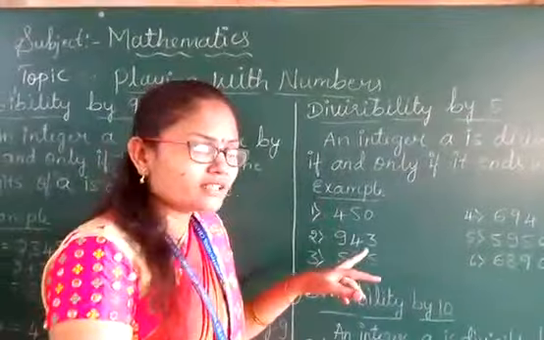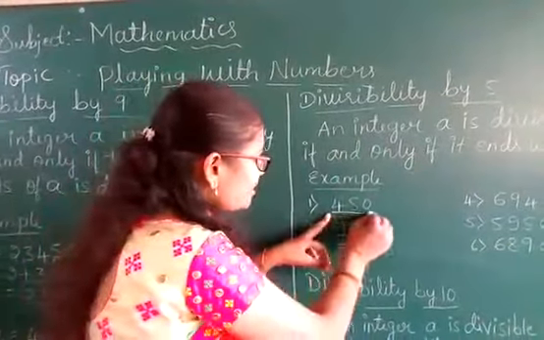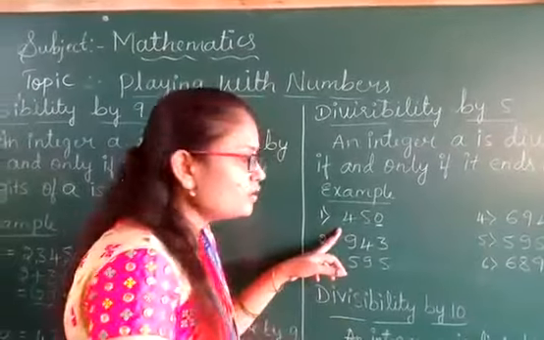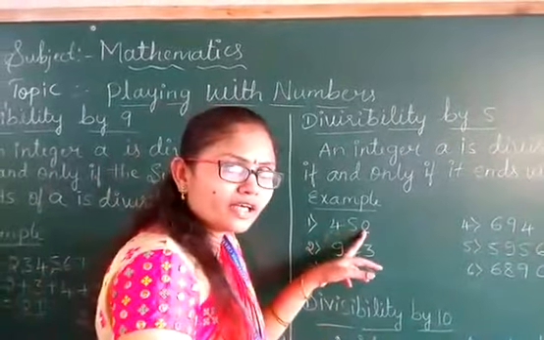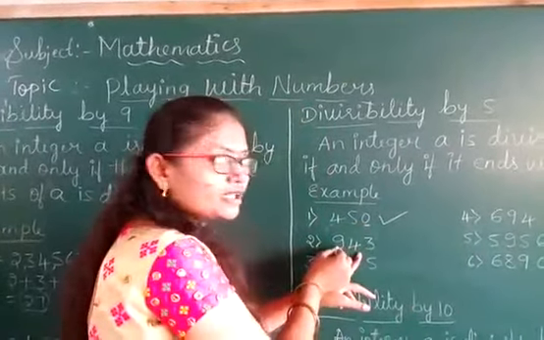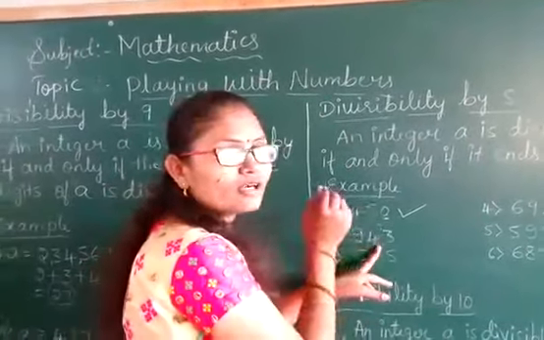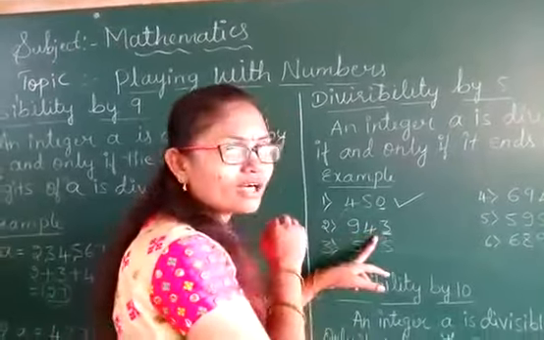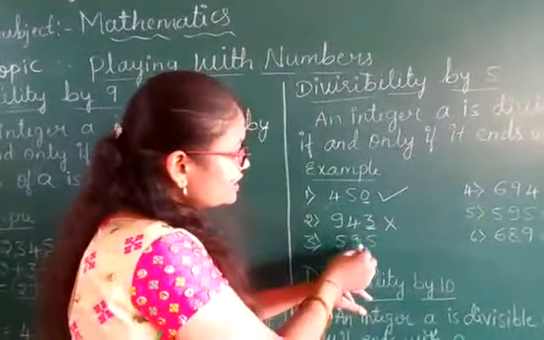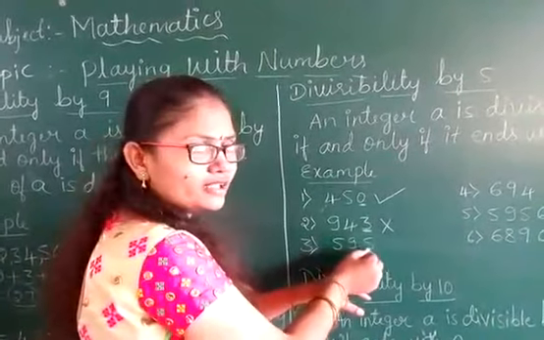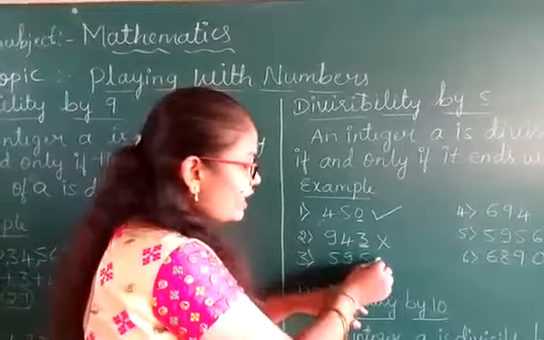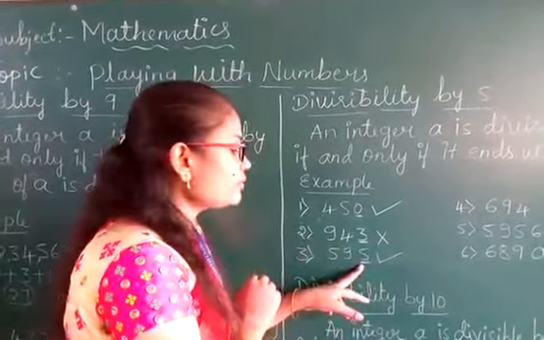Some examples I consider here. You can see 450. The number ends with what? 0. So it is divisible by 5. Next, another number I have taken, 943. The last place ends with 3. So it is not divisible by 5. Next, in the third example, 595. The number ends with 5. So we can say that it is divisible by 5.